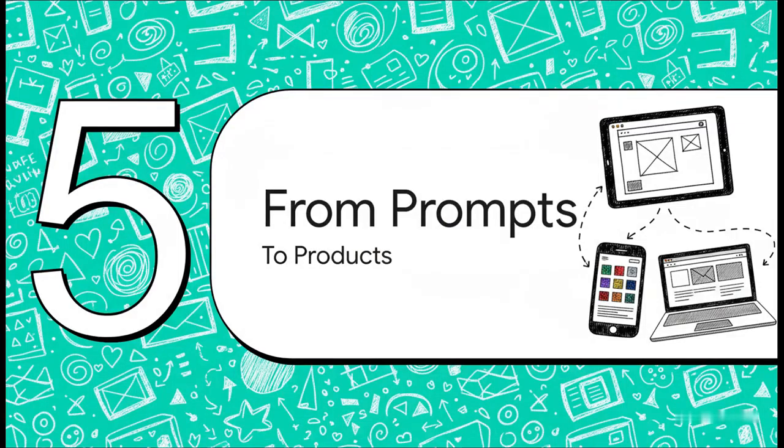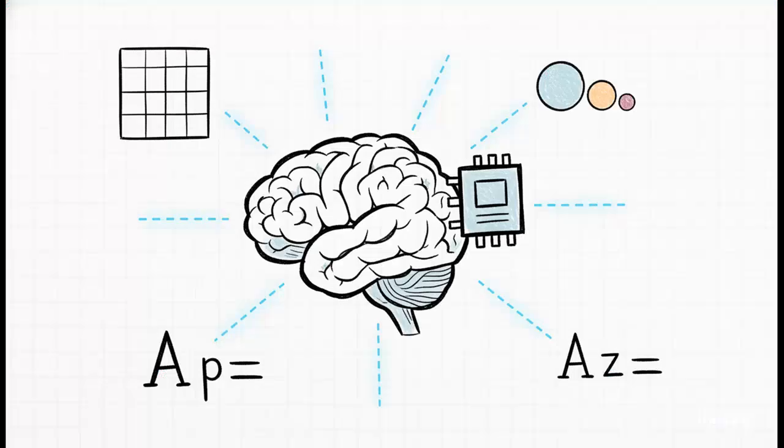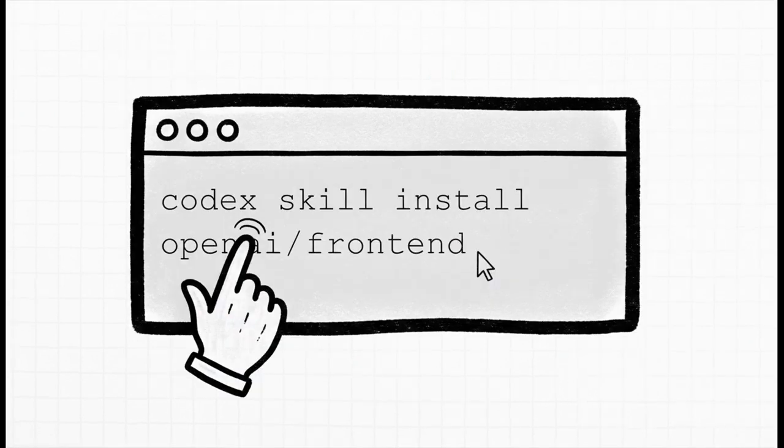Okay, so we've got the theory down, we've got the techniques, but what does this actually look like when we put it all together? This is where we stop talking about prompts and start looking at real products. Now, to make all of this even easier, the team at OpenAI released a dedicated front-end skill. The best way to think about it is like a pre-packaged bundle of all these best practices. It tuned the model specifically for building UIs, so you get those delightful designs out of the box with way less effort. And for all you developers watching, you can get it right now. Just pop open the Codex app and run this simple command. It's that easy to get started.